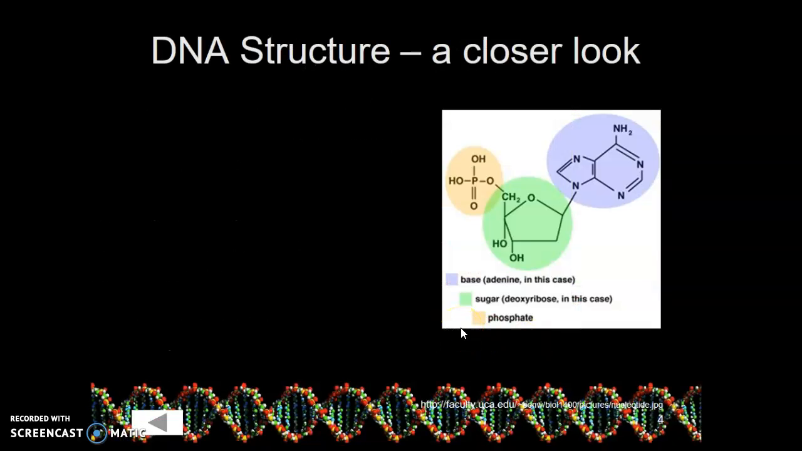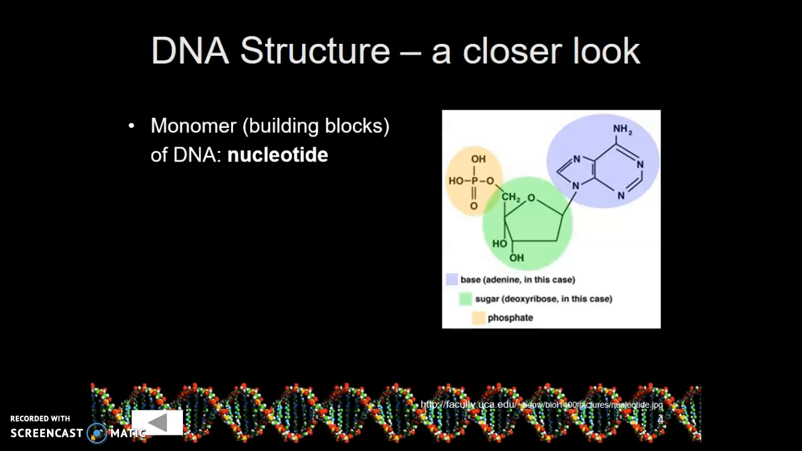So let's take a little bit of a closer look at the building blocks of the DNA structure. DNA is made up of nucleotides. That is the monomer or building block of our nucleic acid. We talked about amino acids being the building block of proteins, monosaccharides being the building blocks of carbohydrates. The nucleotide is the building block of a nucleic acid. So each strand of DNA is made up of a series of nucleotides bonded together.